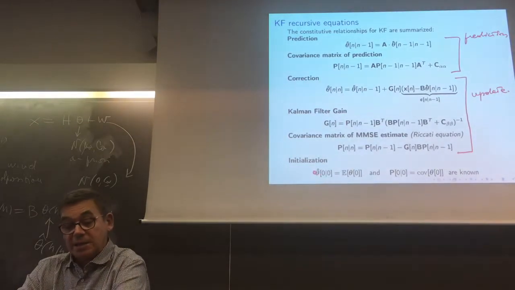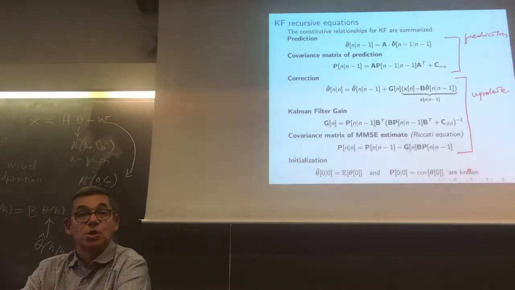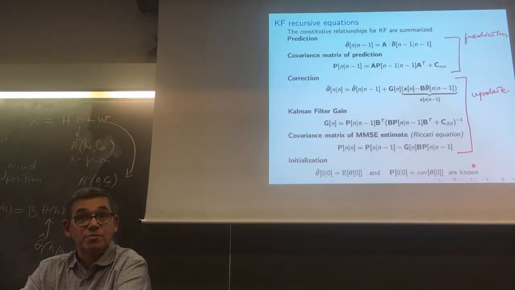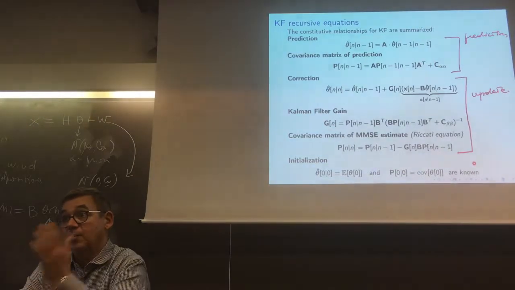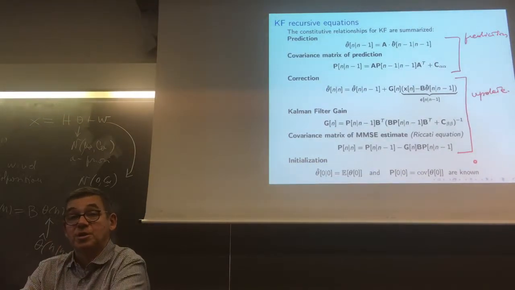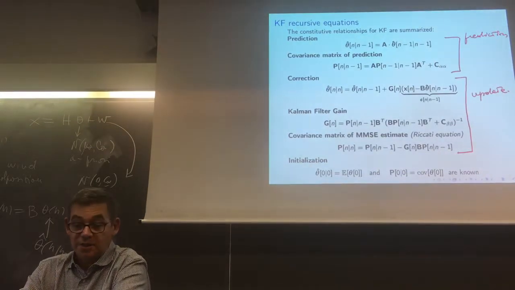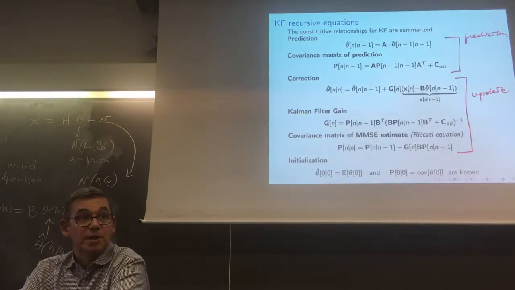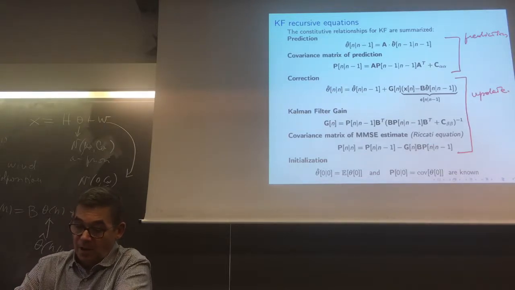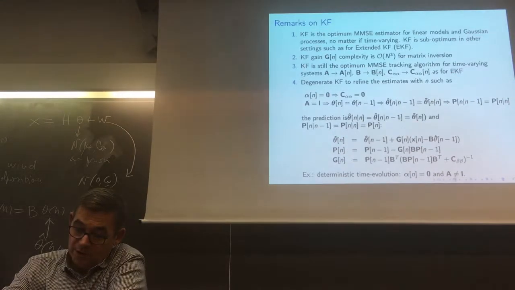Keep in mind that initialization must be known. Initialization must be available. Without initialization, the set of equations is not complete. The Kalman filter is not complete. You cannot make a Bayesian tracking without initializing. And I guess we have a set of remarks. Let me go through the remarks.